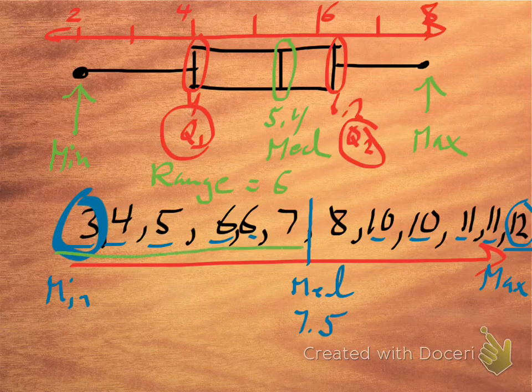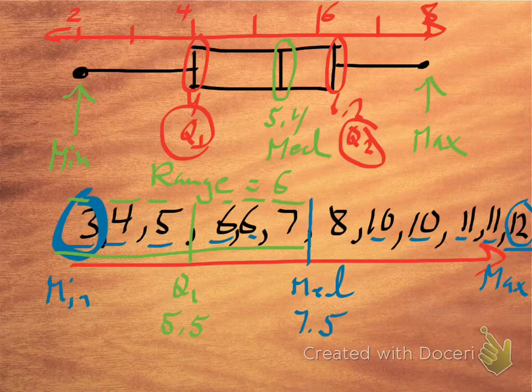So all of these numbers, all the way from the 3 to the 7, I'm going to find the median of that. So I'm going to put a line above them. Okay, so find the median of just the little mini list. And so I get 5 and 6. So the quartile 1 is right in between 5 and 6, so it's going to be 5.5.